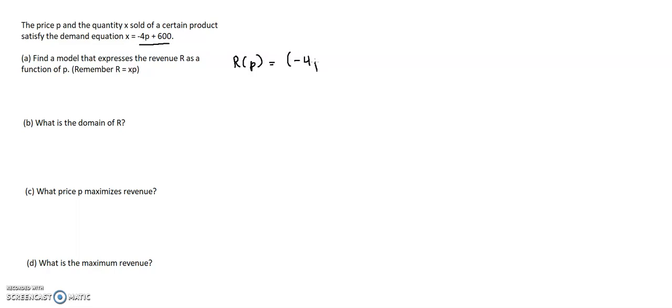So we would do negative 4P plus 600. So that's the X times P. Okay, and that's our revenue equation. We're going to want it multiplied out, so let's go ahead and do that now. So we'd have negative 4P squared plus 600P. All right, so that's our revenue equation.